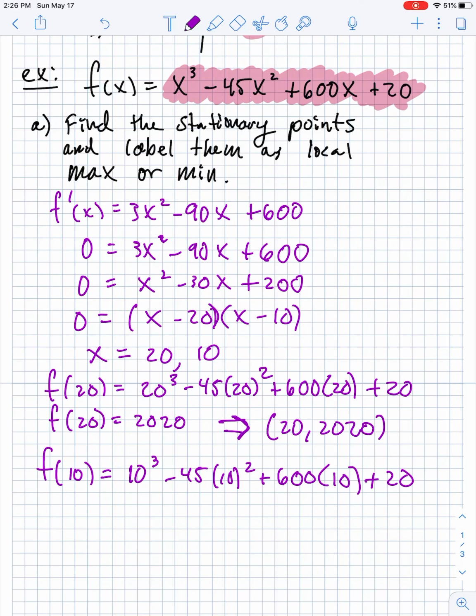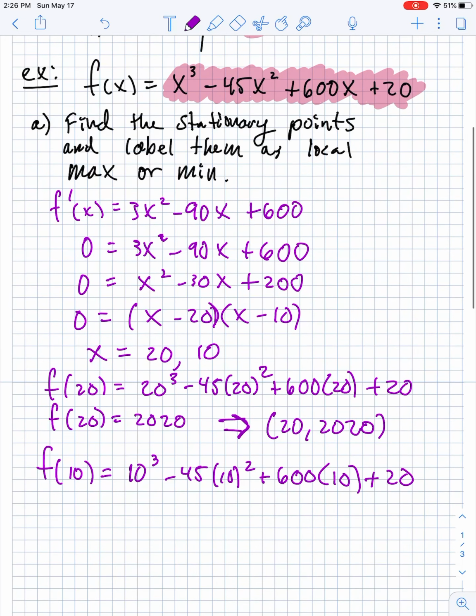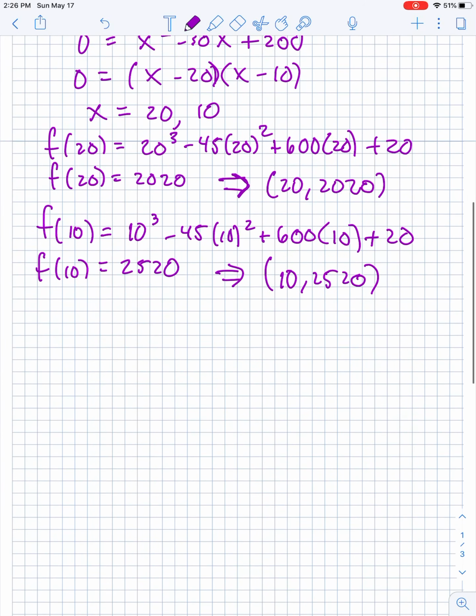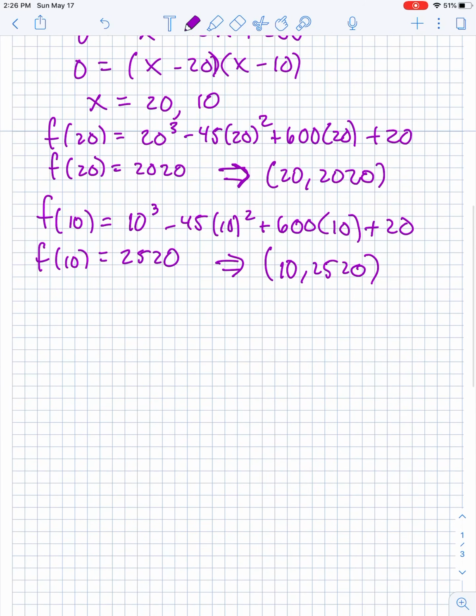That is 2,520. So f of 10 is 2,520, which means that the stationary point is (10, 2520). Now, I know those are stationary points, but I don't know what types of stationary points there are. So we have to do a zone test.